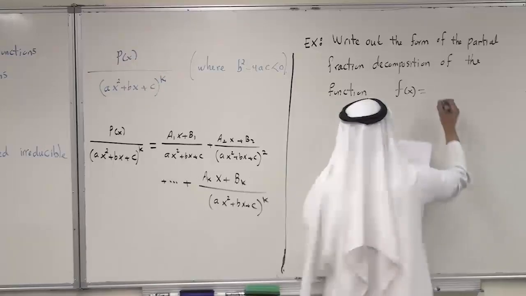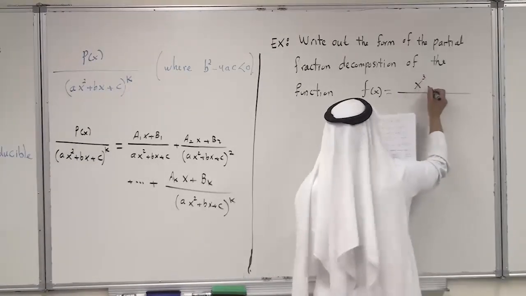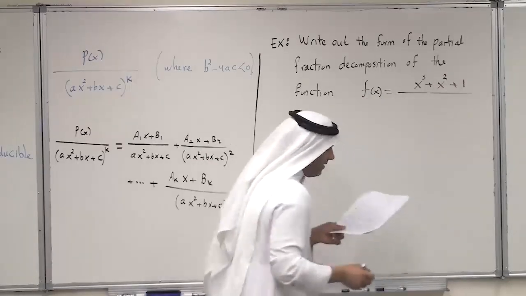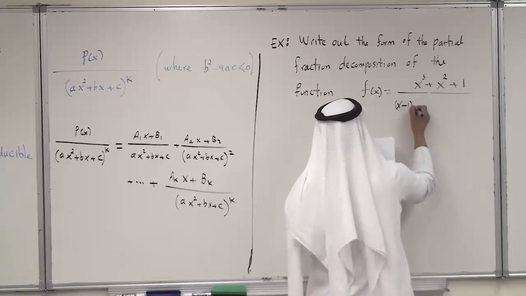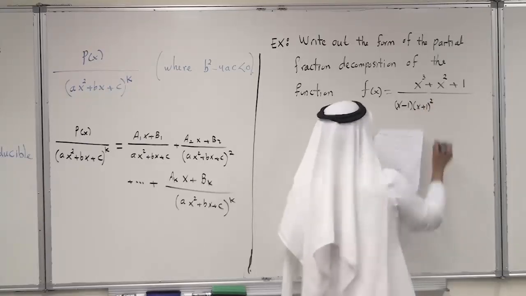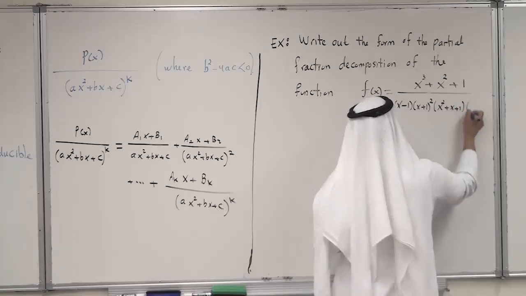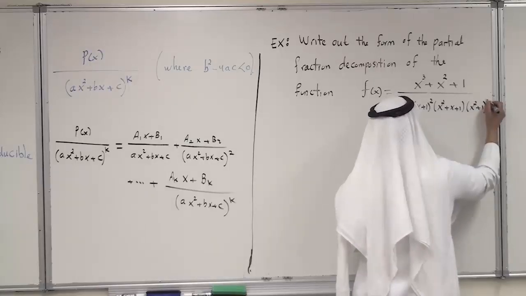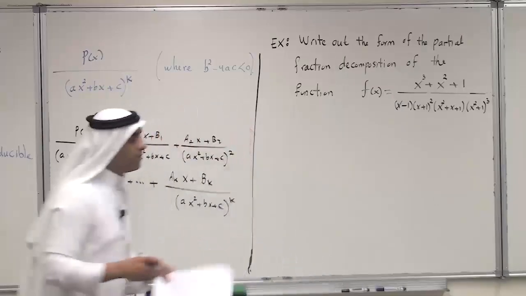f of x is equal to x cubed plus x squared plus 1, divided by x minus 1, x plus 1 all squared, x squared plus x plus 1, and at the end x squared plus 1 all to the power 3. Let us see how to write the partial fraction form of this.